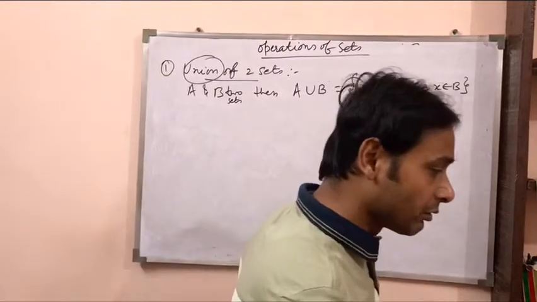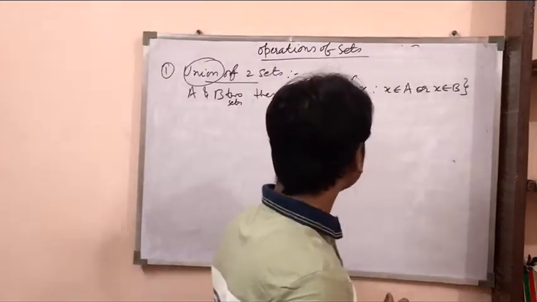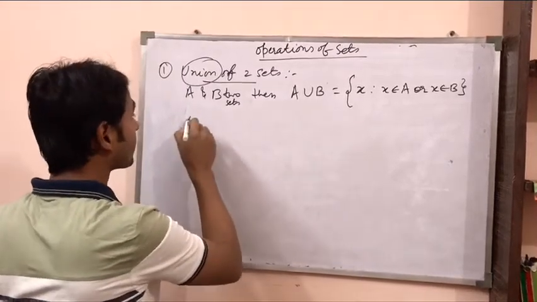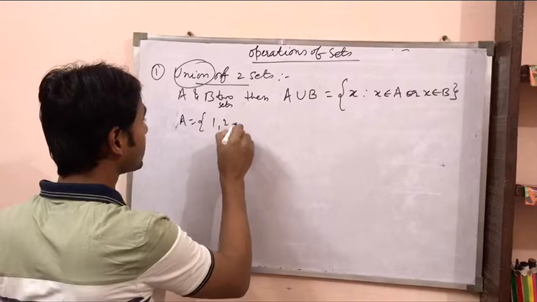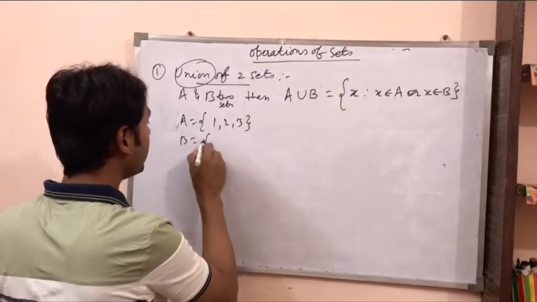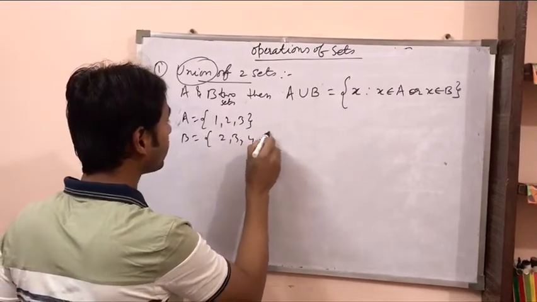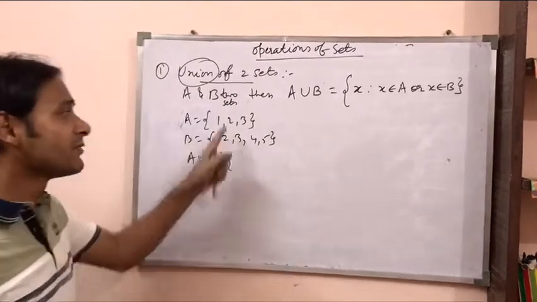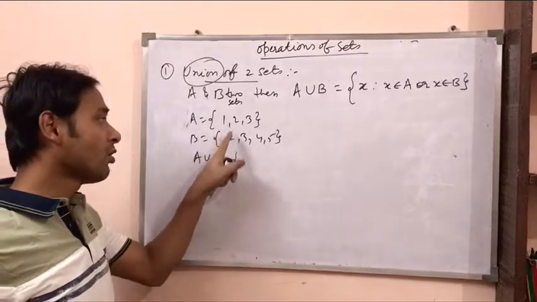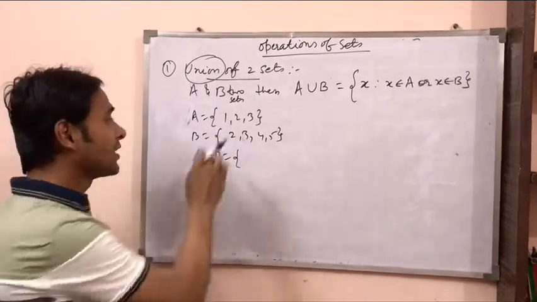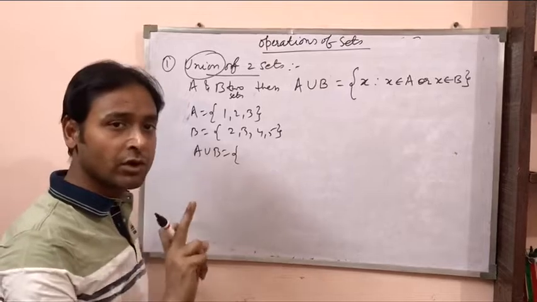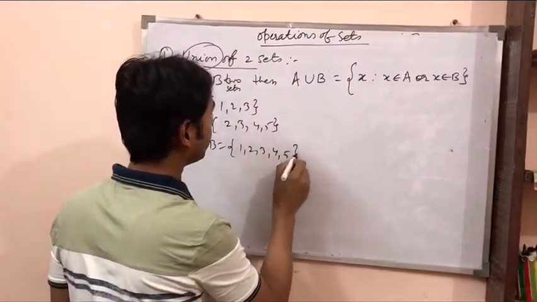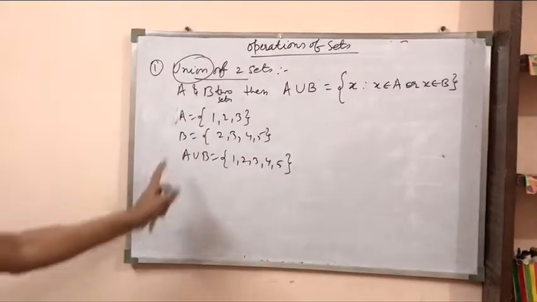Suppose we have a set A: 1, 2, 3, and a set B: 2, 3, 4, 5. Then A union B is given by all the elements, whether from A or from B, and the points which are common will be written once only, not twice. So here I will write 1, 2, 3, 4, 5. This is A union B.